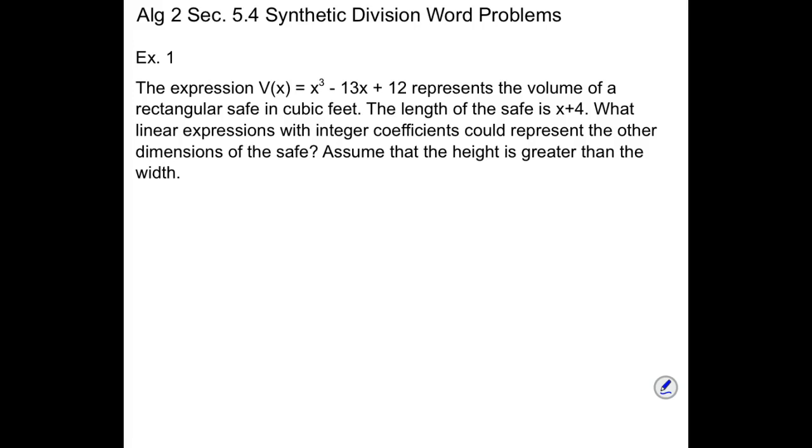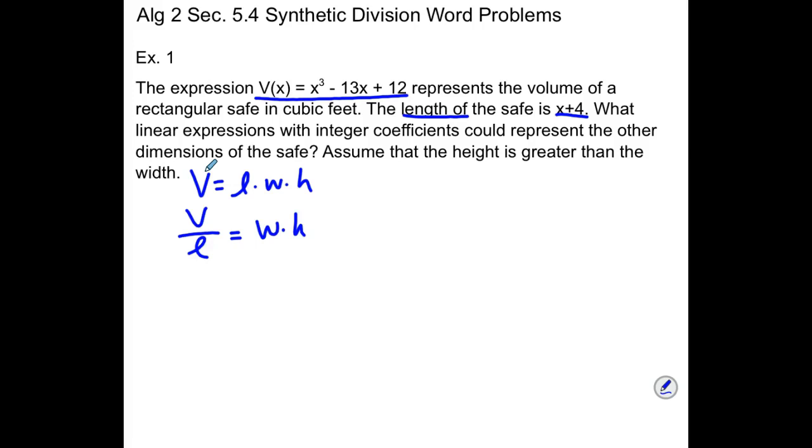Assume that the height is greater than the width. All right, so if we think back to our geometry, we know volume equals length times width times height. So they've given me a volume and they've given me a length. If I take volume and divide by length, what I will have left is the width times the height. So I'm going to use that idea to help me figure out what that product might be, and then I can factor it to find the two individual dimensions.